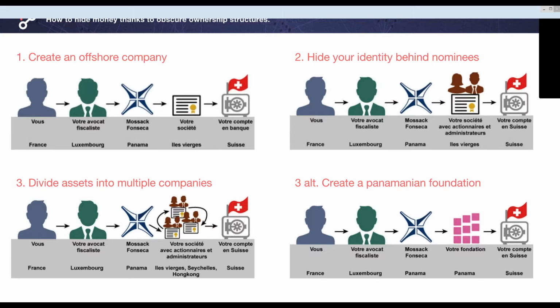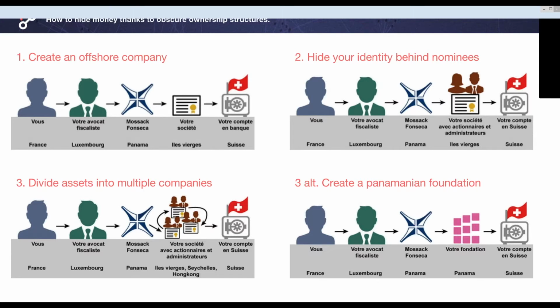The second step is to hide your identity behind nominees, and something very common among Mossack Fonseca customers was to hire administrators and shareholders who would appear on all the legal paperwork associated with the offshore company and would obfuscate the identity of the final owner, the actual customer really owning the offshore company. So this provides an extra level of secrecy.